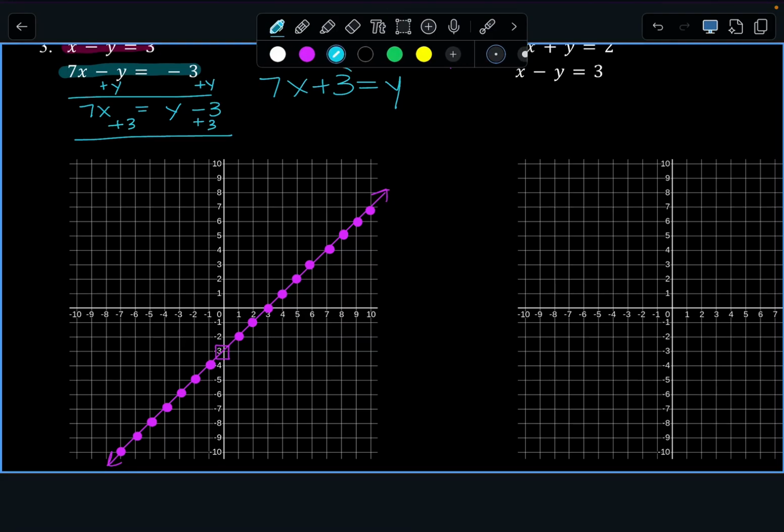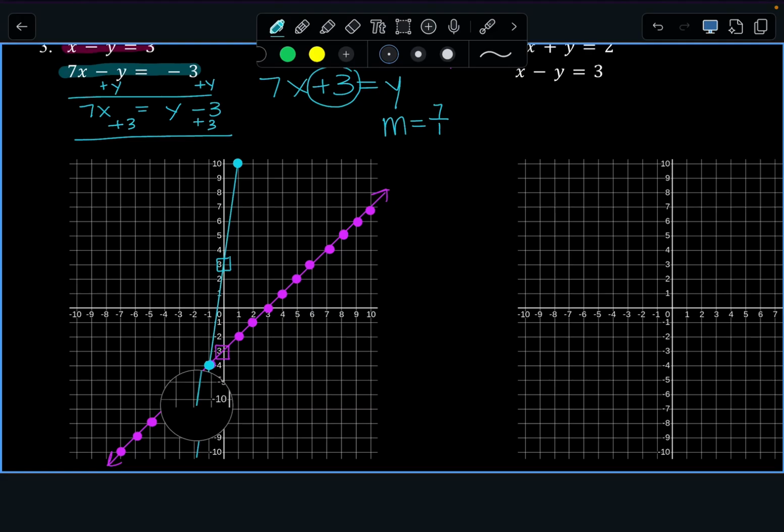For my second one, we're starting up 3. My slope is 7, so that actually means 7 over 1. So from that point, I'm going to go up 7, right 1, and down 7, left 1. At that point, I can go ahead and connect using a nice straight line.